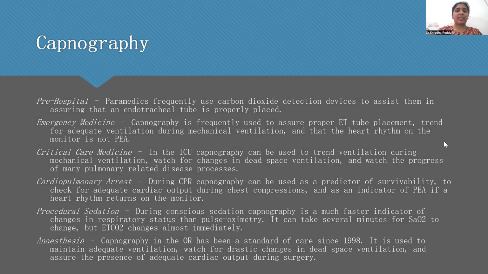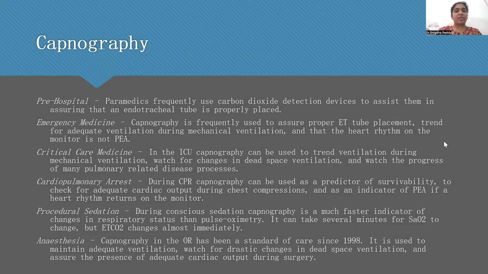In critical care medicine in the ICU, capnography can be used to trend ventilation during mechanical ventilation, and to watch for any changes in dead space ventilation and any pulmonary-related disease processes. While doing CPR, it shows the efficacy of CPR and, prognostically, whether patients are able to be revived by CPR or not.